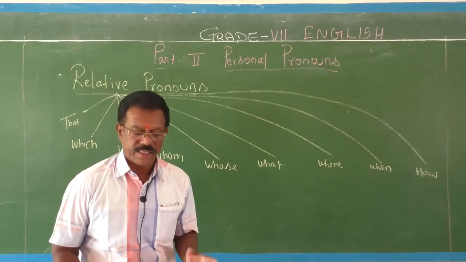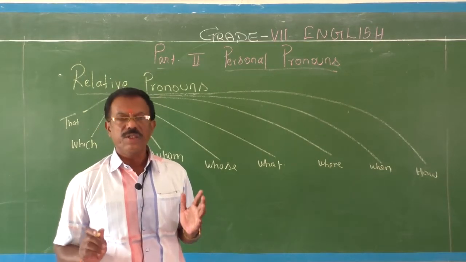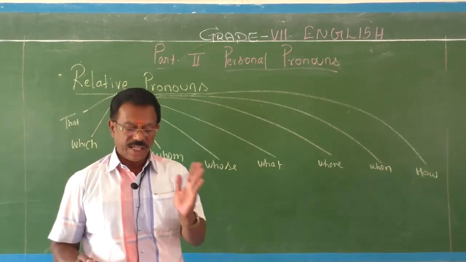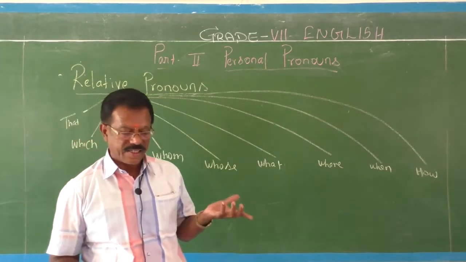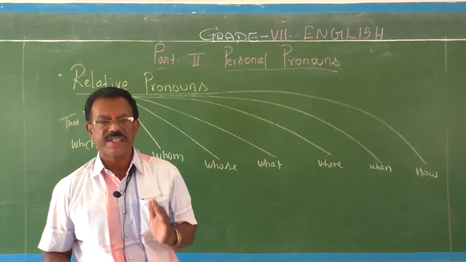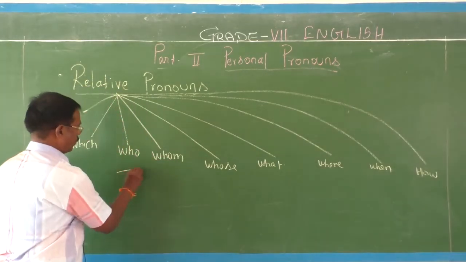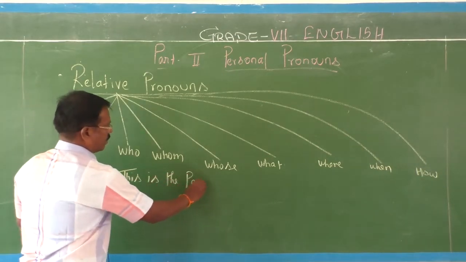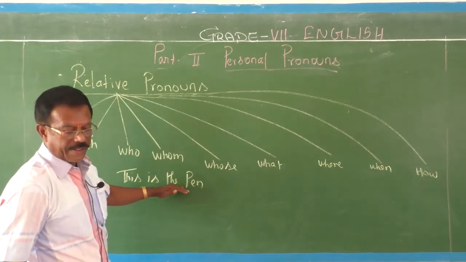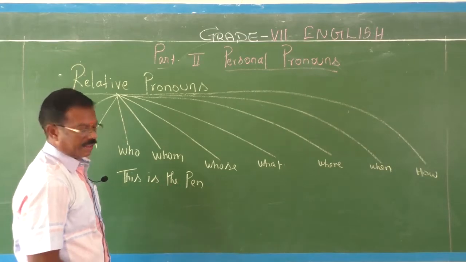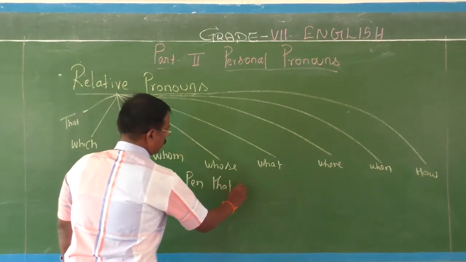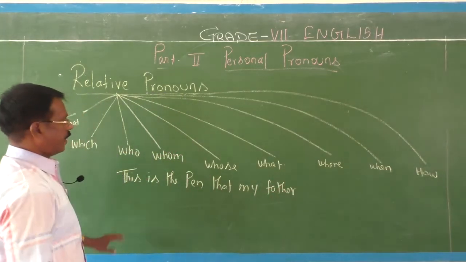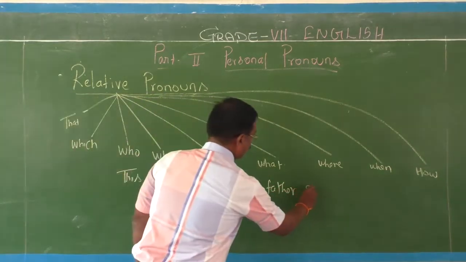Why do we call them relative pronouns? Because they are used to relate the antecedent with the other parts of a sentence. They just relate the antecedent with the rest of the sentence. For example, this is the pen that my father gave me.